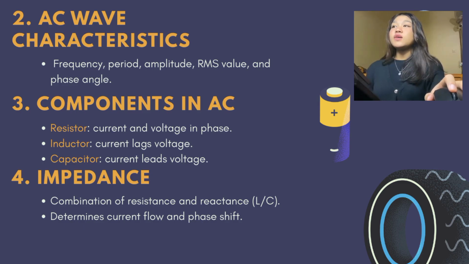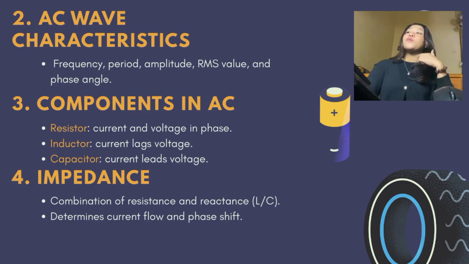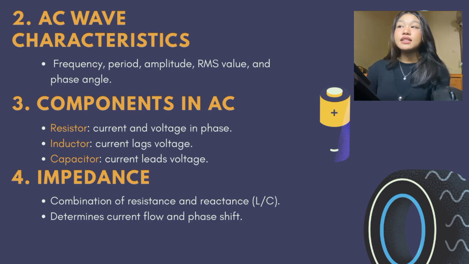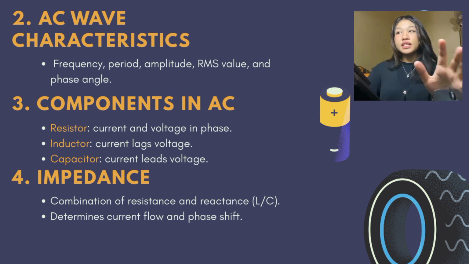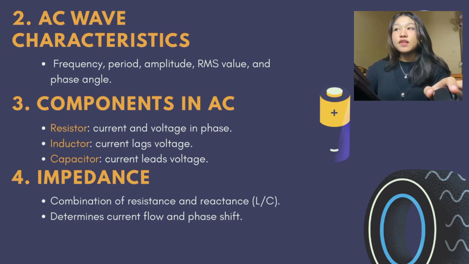And point 3. Components in AC. 1. Resistor, where current and voltage are in phase. 2. Inductor, where current lags voltage. And the last, capacitor, where current leads voltage. Point 4. Impedance, the combination of resistance and reactance. It determines current flow and phase.